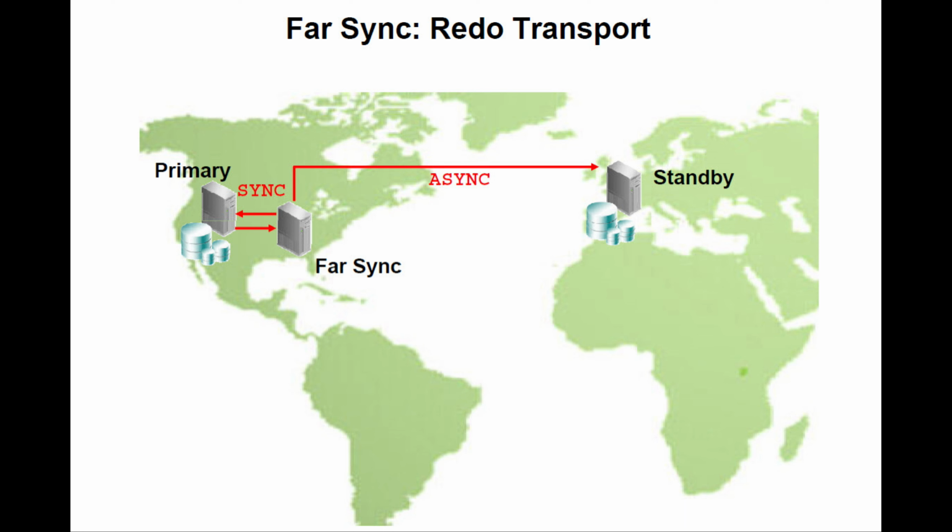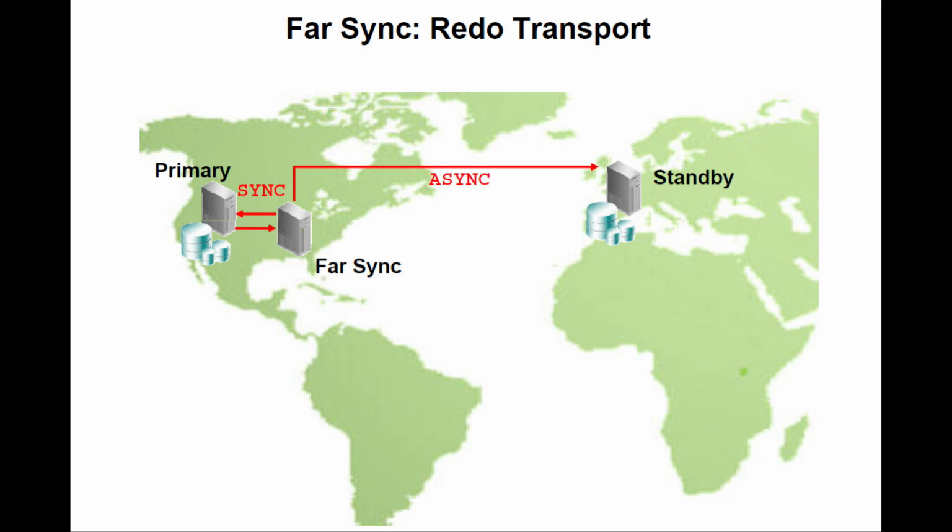FarSync is an instance. It has a control file. It does not manage any data files. It receives redo into standby redo logs and then archives those standby redo logs to local archived redo log files. The benefit of using it is that you see fewer disks, so less processing resources. It also provides the ability to fail over to a terminal database with no data loss.